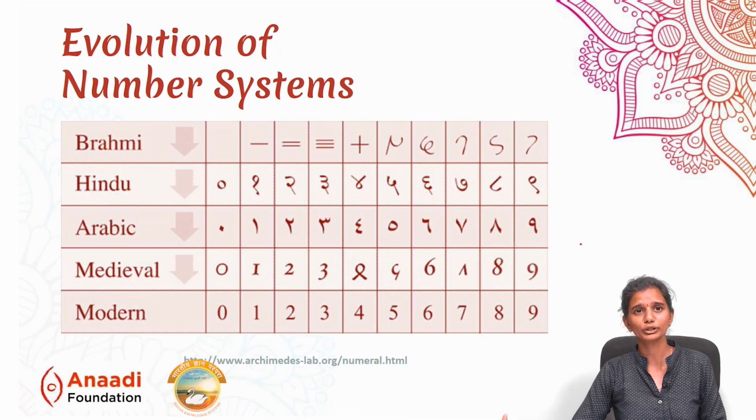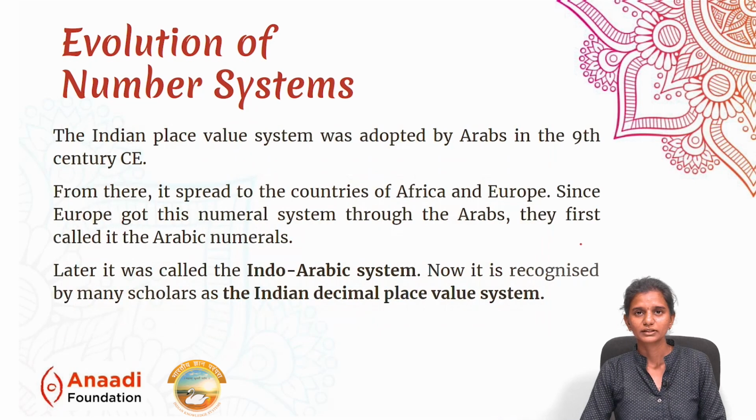This is the evolution of number system. This is probably how the numbers have evolved across various scripts until now. There are many variations, but this gives the general idea as to how the current form of numbers came to be. The Indian place value system was adopted by Arabs in the 9th century CE.